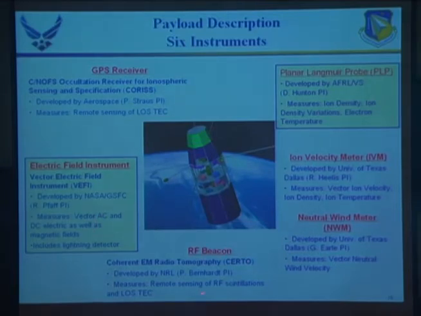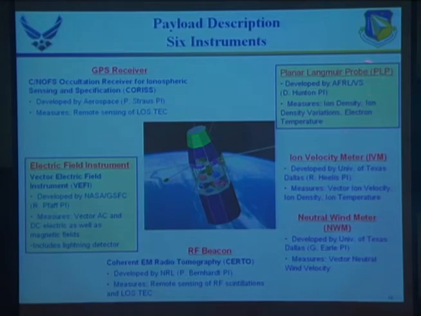Then we have an RF beacon. This is Paul Bernhardt from NRL who did this. So from the satellite, you send 3 wavelengths, all coherent: VHF, UHF, and L-band, and from those, you calculate whether you have scintillation or not. You can also do tomography to then get the electron density profile.